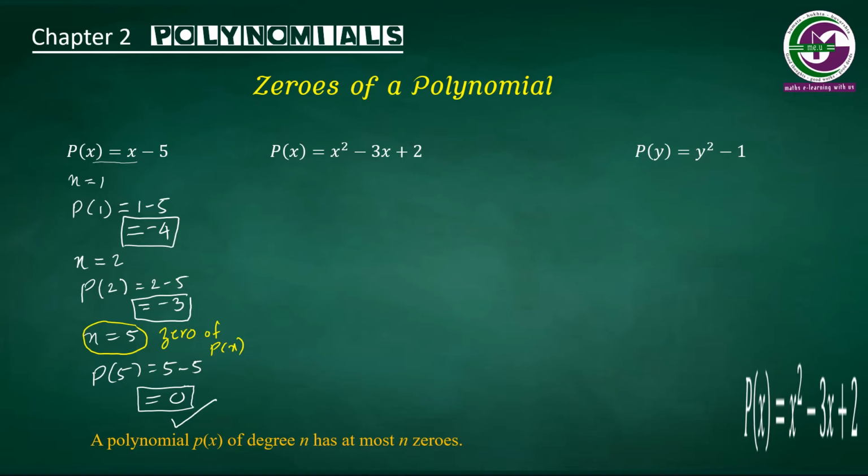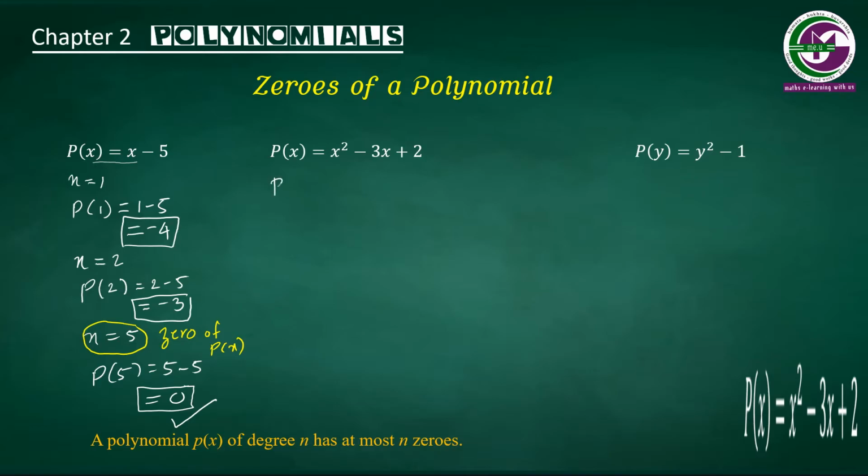What is 0 of a polynomial? 0 of the polynomial is the value of the variable so that the value of the polynomial is 0. Next example, we'll check. P of x is equal to x square minus 3x plus 2. So we'll find the values of this polynomial.